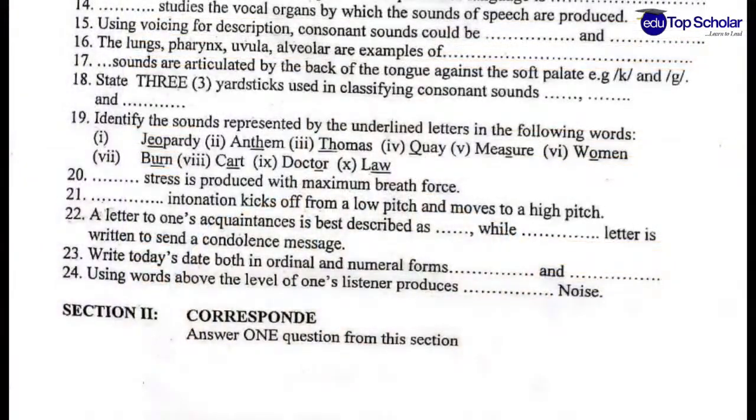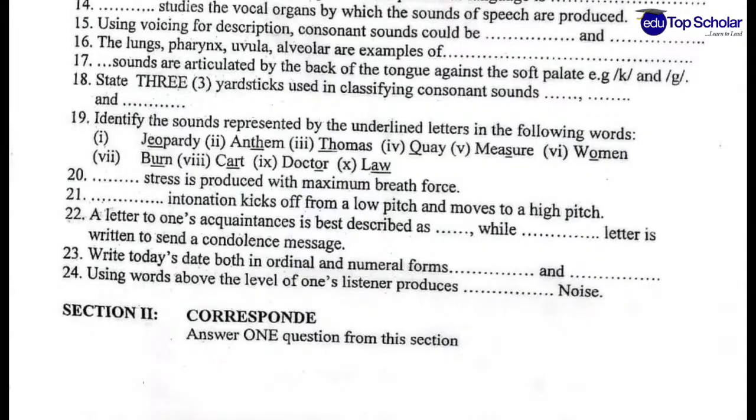Number 15 now, using voicing for description. Consonant sounds could be dash and dash. I discussed this at the beginning of the class. I said for the state of the glottis parameter, we have two types of consonants, voiced and voiceless. So that means we are using voicing to determine consonants. So 15, using voicing for description, consonant sounds could be voiced and voiceless.